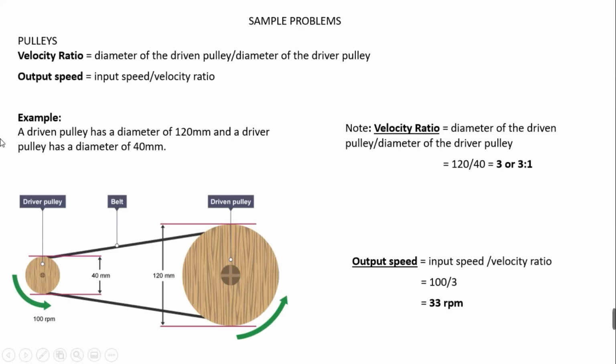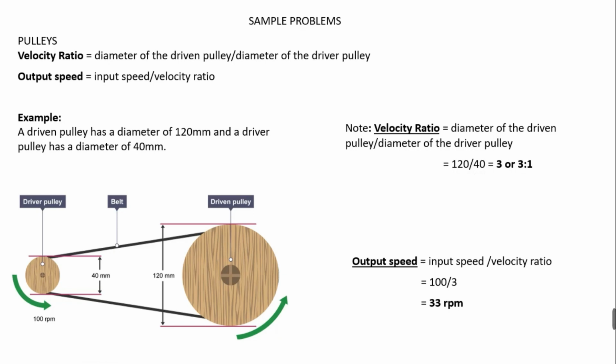In this example, we're going to find the velocity ratio and the output speed of a pulley. Example: a driven pulley has a diameter of 120 millimeters and a driver pulley has a diameter of 40 millimeters. To find the velocity ratio, we need to divide the diameter of the driven pulley by the diameter of the driver pulley. So 120 millimeters over 40 is equal to 3. So now we have our velocity ratio.